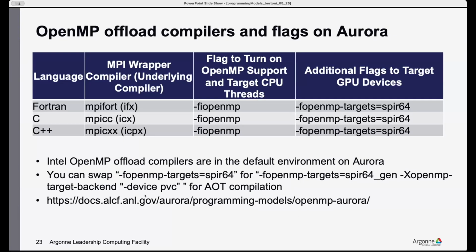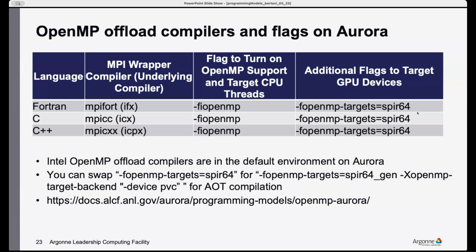There's a little more detail on the Aurora docs as well. And this is just a reference slide with the compilers and flags to use. So for Fortran, C, C++ on Aurora, we're typically using the MPI wrappers: mpif90, mpicc, mpicxx, which use the Intel compilers ifx, icx, icpx. These are in the default environment on Aurora, so if you try these, they'll already be there. The flags to support CPU threads as well as to run on the GPU are the same for C, Fortran, and C++, so that's nice.